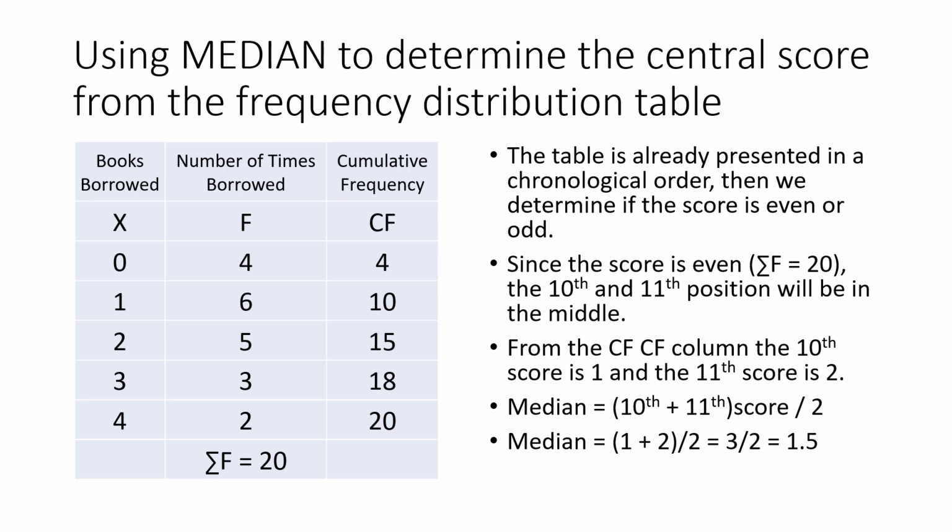Since it is like that, then we determine if the number of scores is even or odd. How do we determine if it is even or odd? So we go to the sum of f, which is 20. Since it is 20, that's an even number of scores. Then we have to identify the positions in the middle. The positions in the middle are the 10th and the 11th.